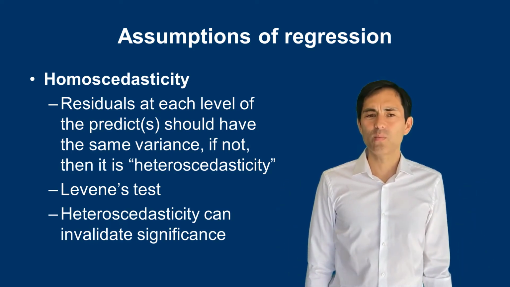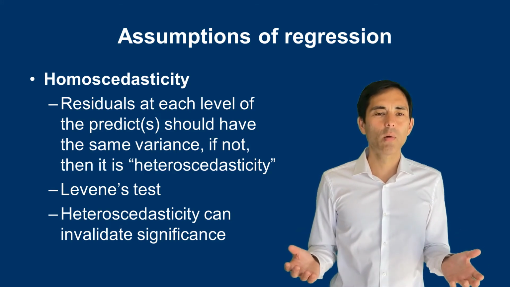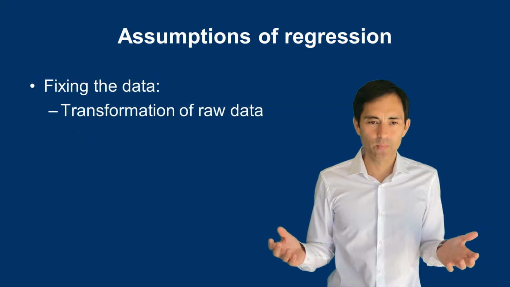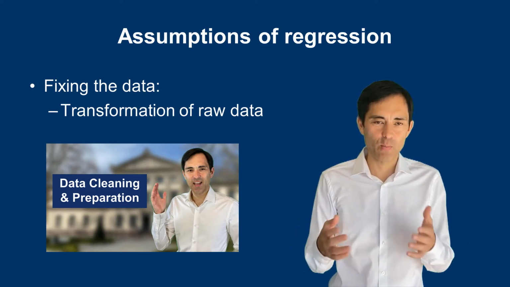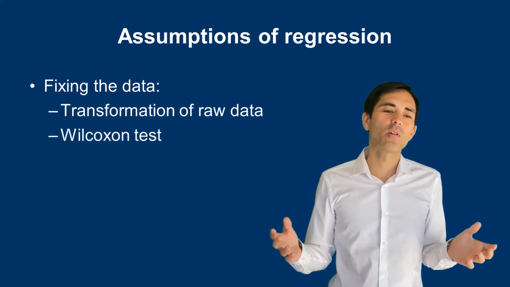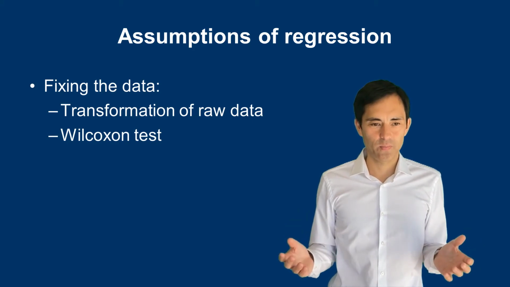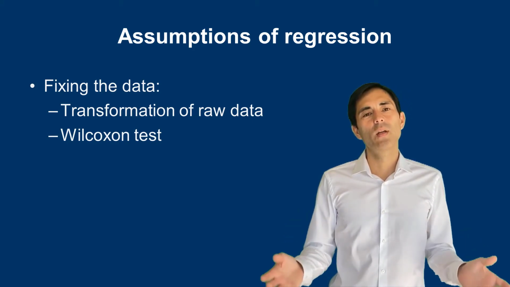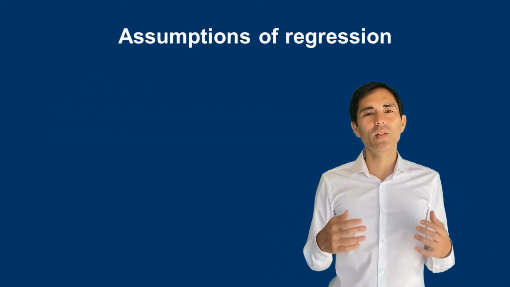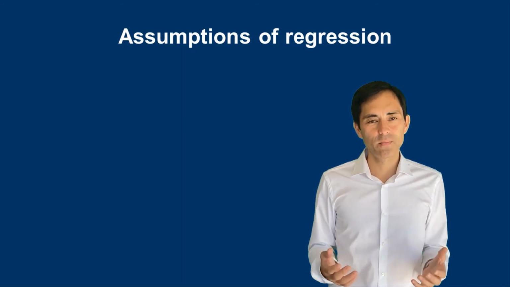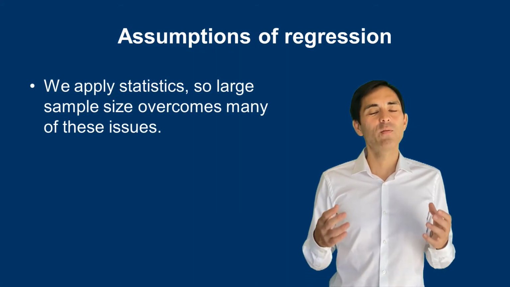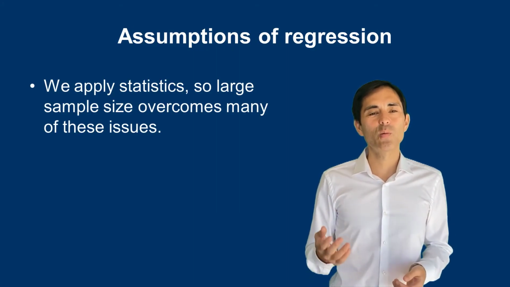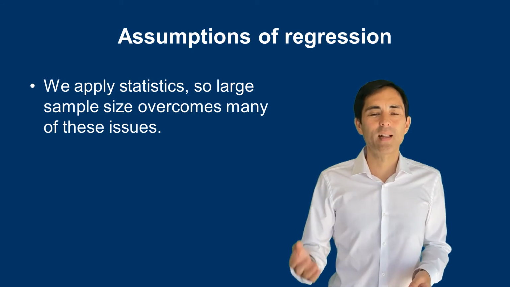What can you do if you face such dilemmas? You could transform data. I have a video on data cleaning and preparations. Find more inspiration there. Or you can also run a Wilcoxon test. From the perspective of an applied statistician, we would usually say, if you run regressions and you have large samples, even violating these assumptions would lead to fairly robust results.